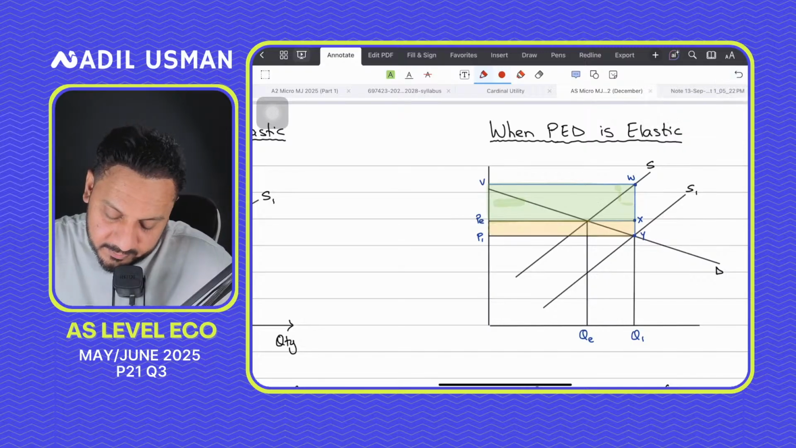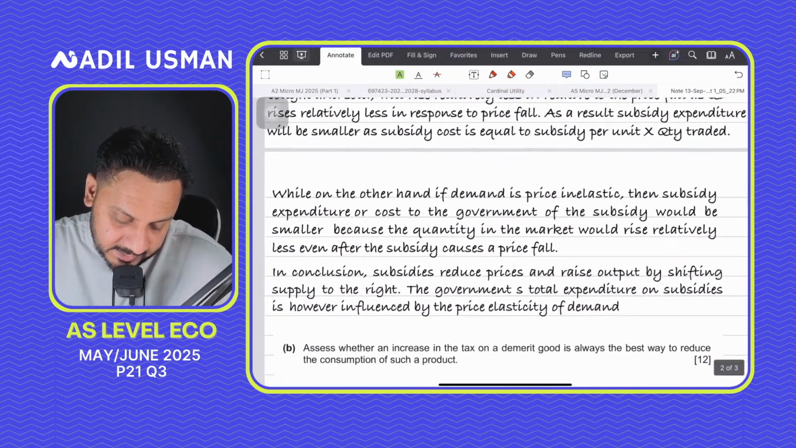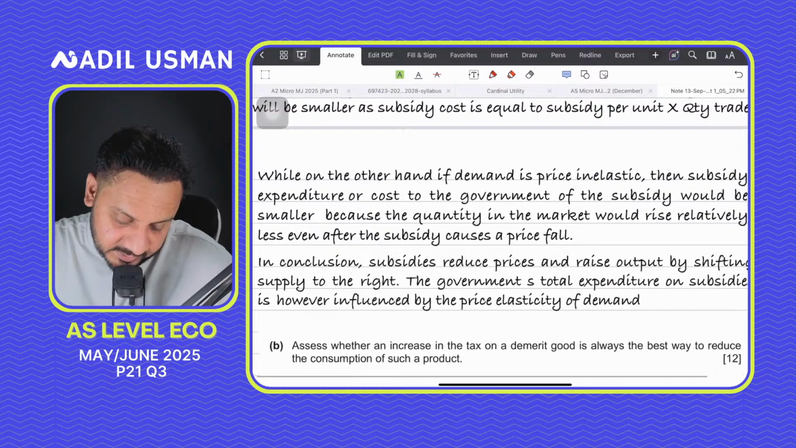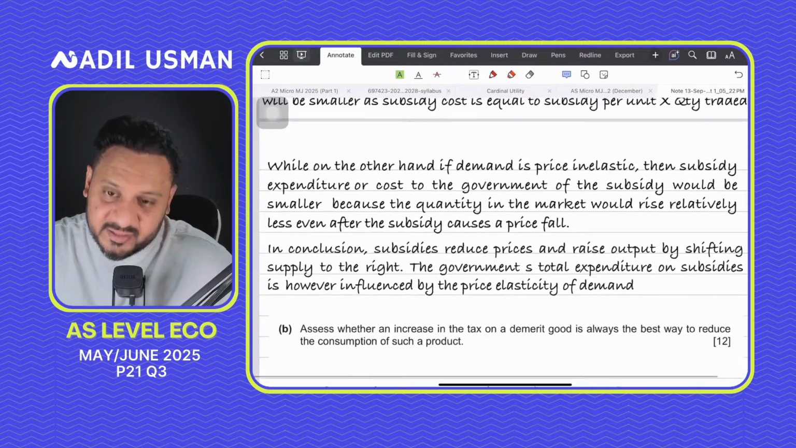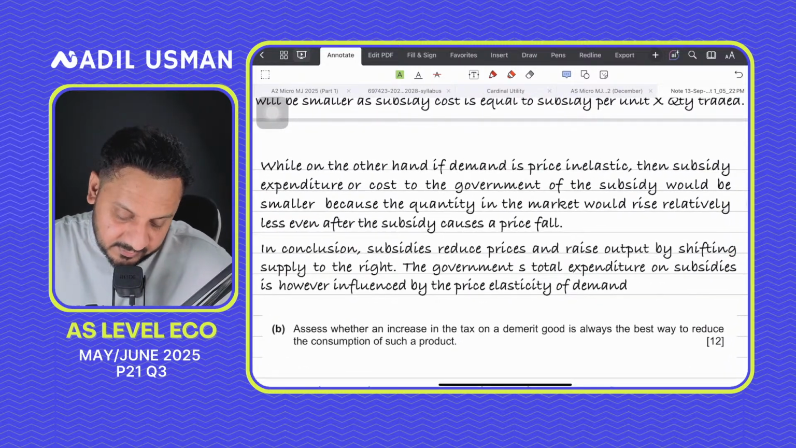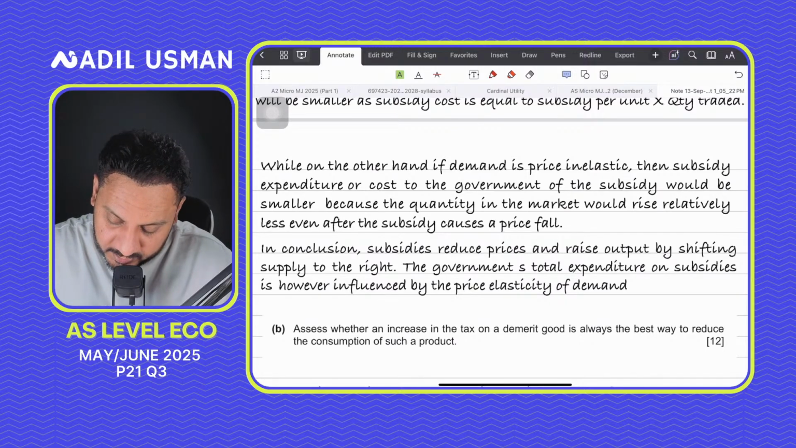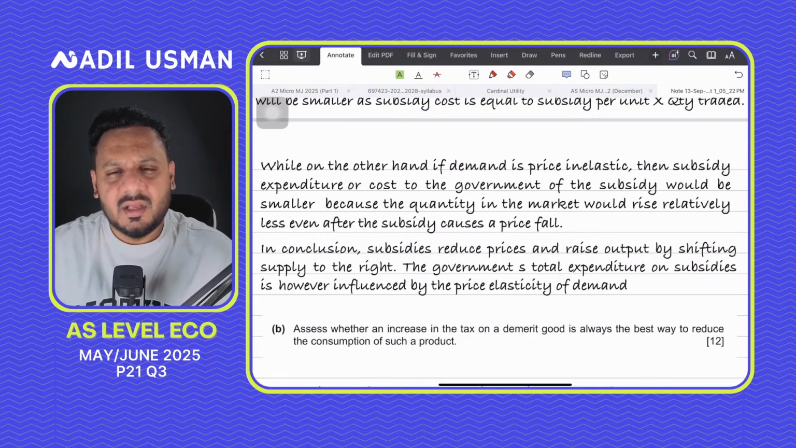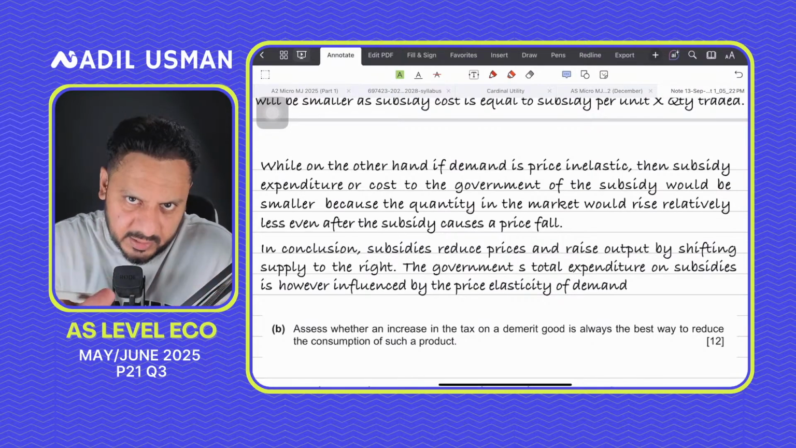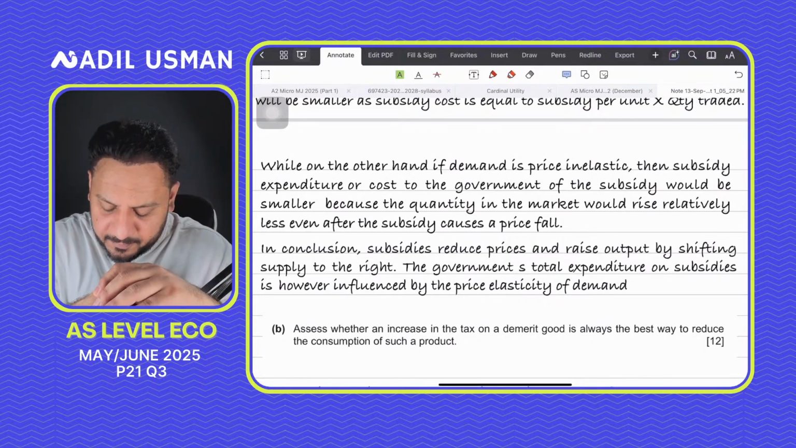Is it clear? Okay. And then, is it clear, Khatija? In the end, you say, in conclusion, subsidies reduce prices and raise output by shifting supply to the right. The government's total expenditure on subsidies is, however, influenced by price elasticity of demand. That's all. This is a small, to the point conclusion for an 8 marker.